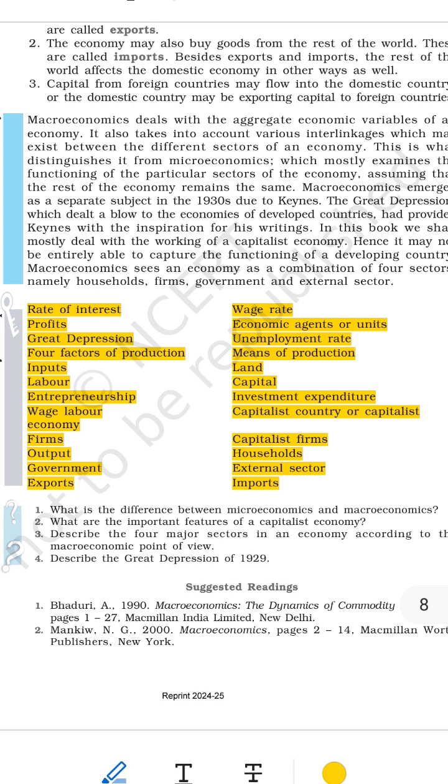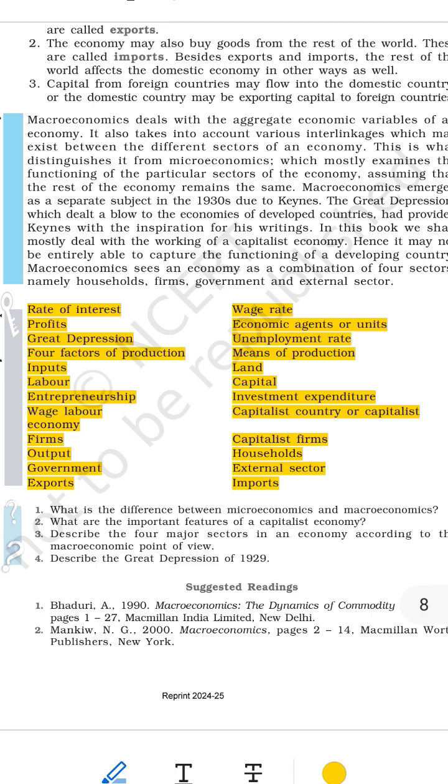Capital refers to man-made resources like machines, tools, buildings, and equipment used in production. Entrepreneurship is the ability and readiness to develop, organise, and run a business enterprise along with taking its risks to make a profit. Investment expenditure refers to the purchase of goods that are not consumed today, but are used in the future to create wealth. Wage labour refers to workers who sell their labour power in exchange for wages.